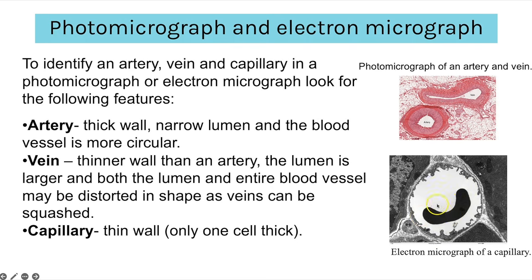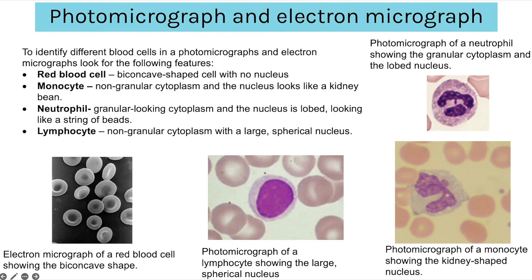You have such narrow diameters of the lumen in capillaries so that red blood cells can only just fit through. In addition to being able to identify the blood vessels under the microscope, you also need to be able to identify the different components of the blood. So the different components of the blood that you need to be able to identify are red blood cells, monocytes, neutrophils and lymphocytes. And what we've got here is a diagram of each of those.